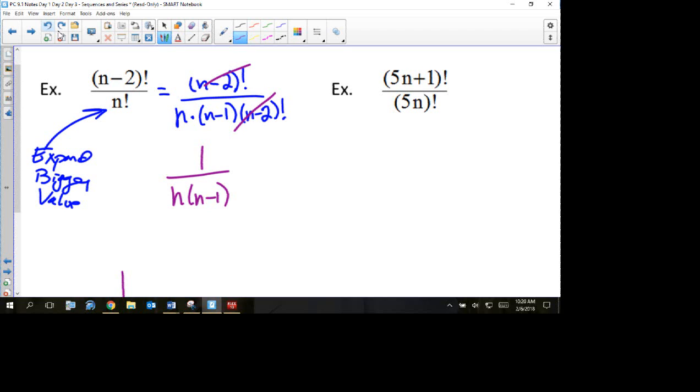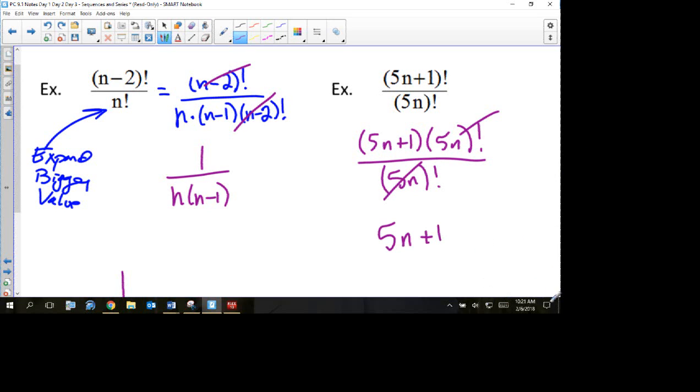Okay, how about this one? Which one's the bigger value? The top. So we will expand the top. We'll have 5n plus 1, and then we multiply by 1 less than that. What's 1 less than 5n plus 1? 5n. Oh, and then I can cancel. So we get 5n plus 1 as our answer.